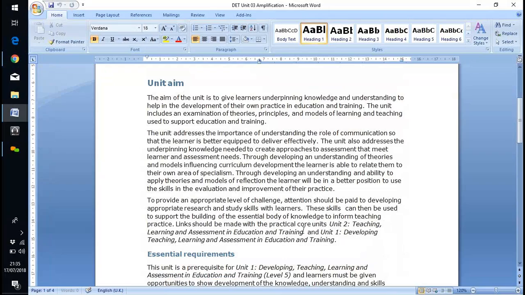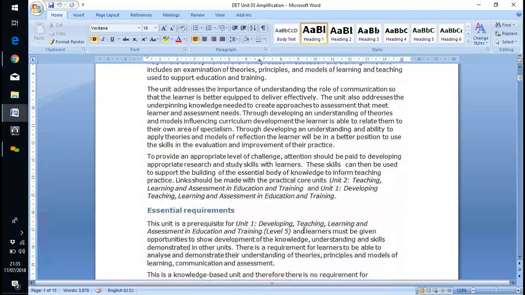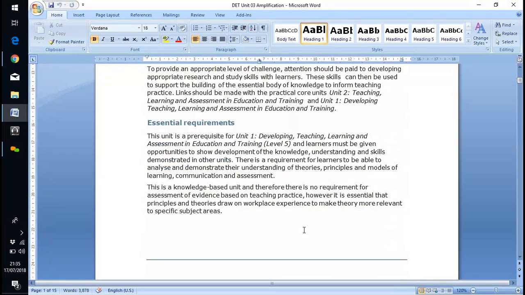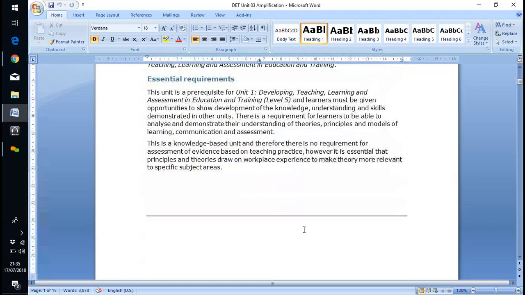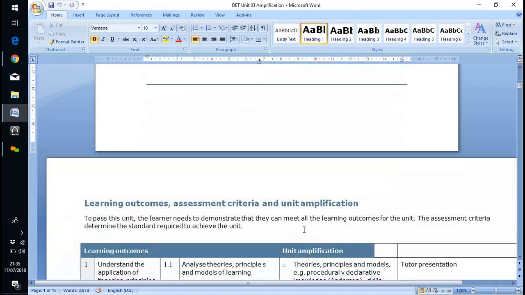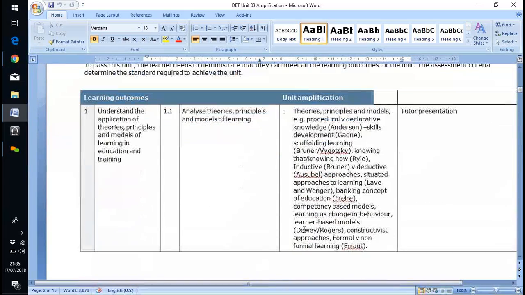Unit aim, yeah. Essential requirements. Yeah. Okay. So anything I think I start reading now while I'm still doing the other unit.